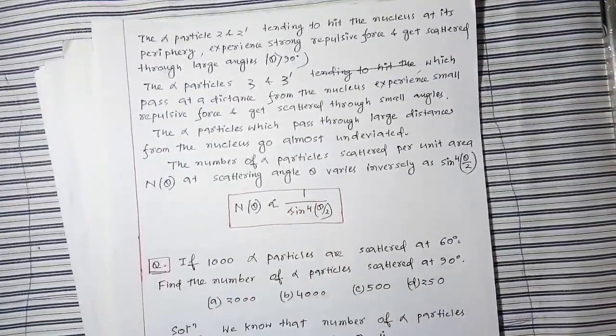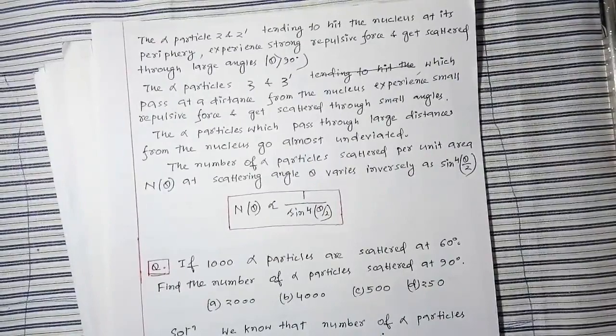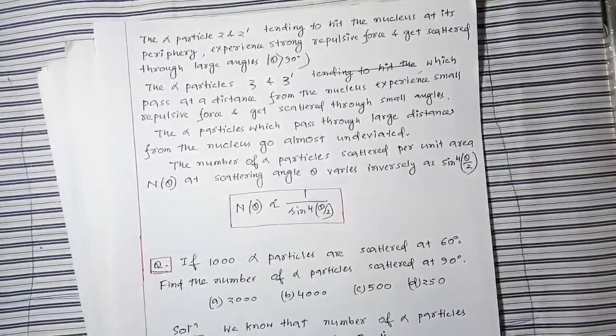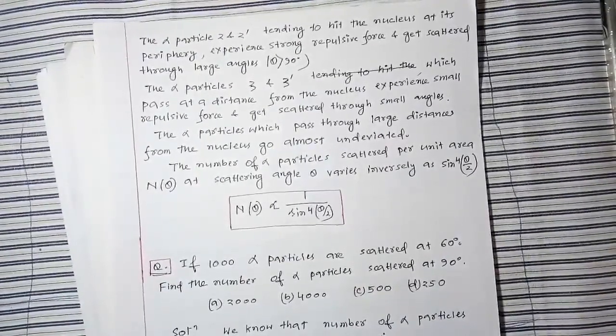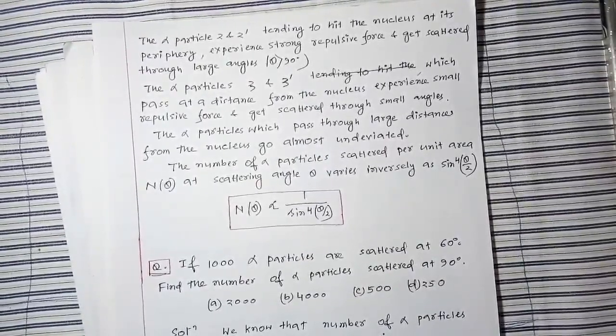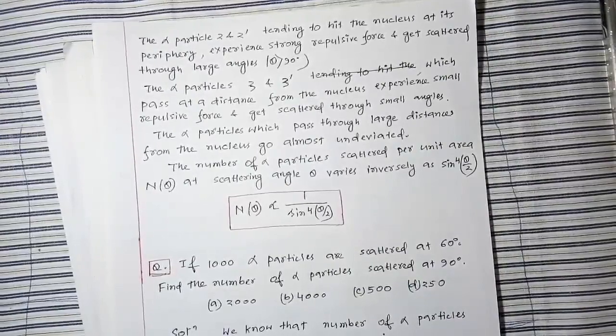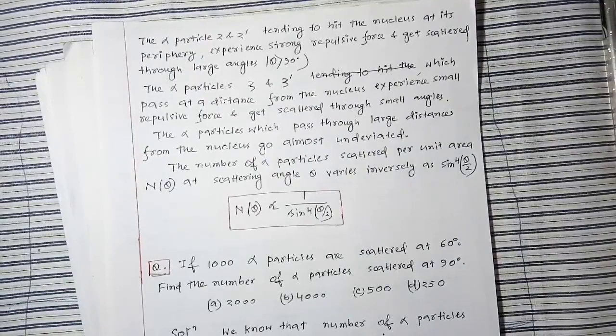So this formula, what we can say, N theta is inversely proportional to sine to the power 4 theta by 2. What is N theta? N theta is the number of alpha particles scattered by an angle of theta, right? And what relation we got? That the number of alpha particles scattered by an angle theta varies inversely as sine to the power 4 theta by 2. Are you getting my point?